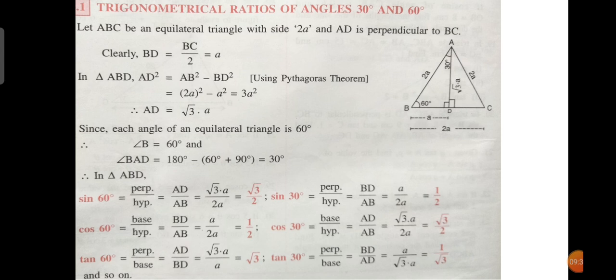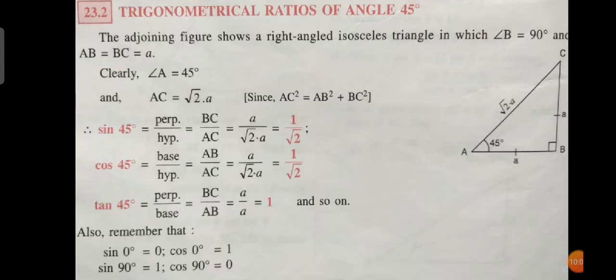Then by using equations like perpendicular by hypotenuse, you can find the ratios, because the 60 degree and 30 degree angles should be drawn. Then sine 30, cos 30, everything can be found out. It is clear for you. This is the easiest method, a shortcut for finding these values. So the next is the trigonometrical ratios of the angle 45 degree.